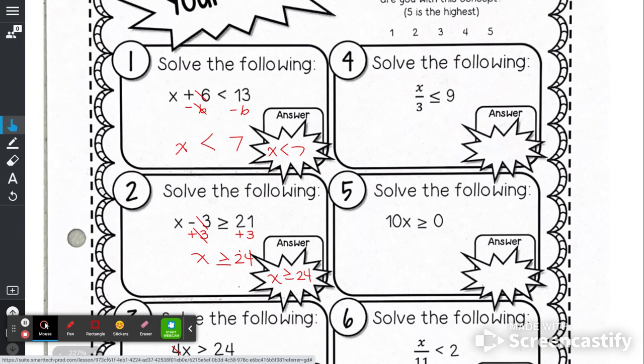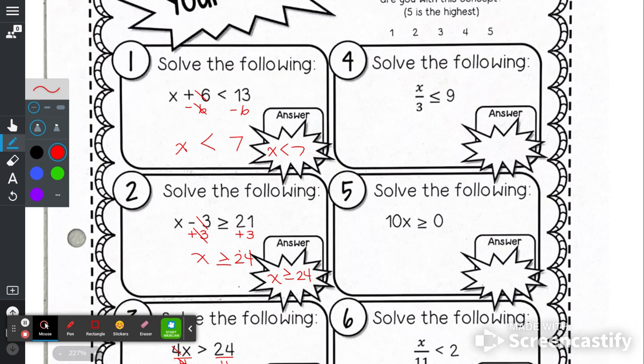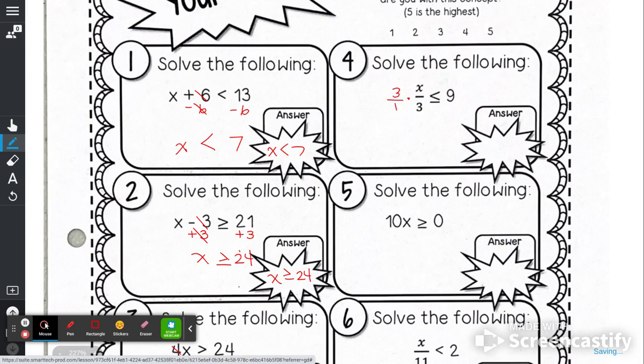Okay, number 4. x divided by 3 is less than or equal to 9. What did you do? I did the reciprocal, so 3 over 1 times x over 3. Exactly. We multiply by the reciprocal, 3 over 1. The 3's cancel out, and then you have to multiply 9 by 3. Okay, 9 times 3 is 27, and we drop the x in. So now we have x is less than or equal to 27.